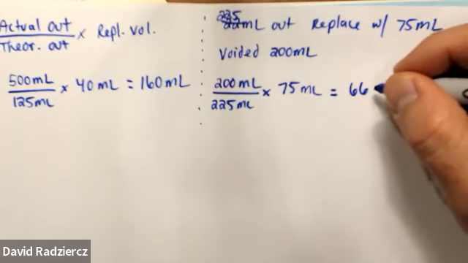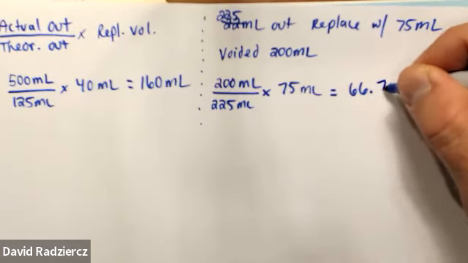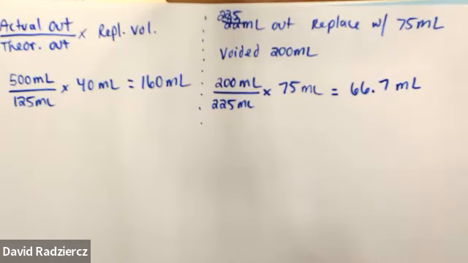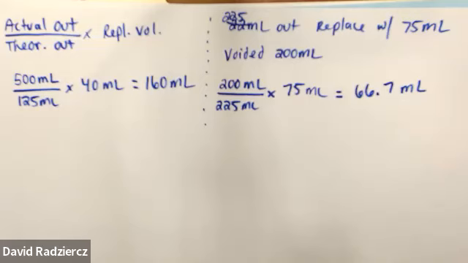And so the answer comes out to 66.6666666. We're going to round that to 66.7 milliliters. So they would need less fluid. They would need less fluid. Right, exactly. Well, this is the appropriate amount given what the replacement volume would be. But they would need less than 75. Okay, thank you. You're welcome.